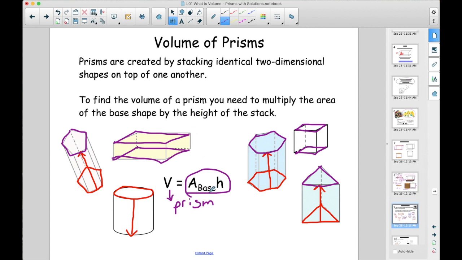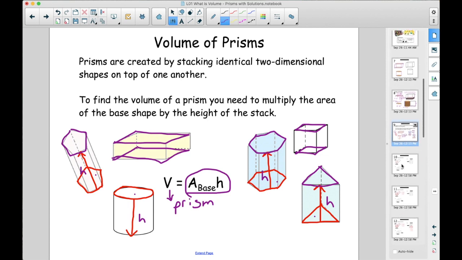How do we find the volume of the prism? We're going to find the area of the base. There's a base in this case, and in that case, and in that case, in that case, and so on. Find the area of the base, and then there's the height of the stack. This is how many circles I stacked, how many pentagons, how many hexagons, how many triangles. And then we're going to move to the next slide, and we'll take a look at some examples.